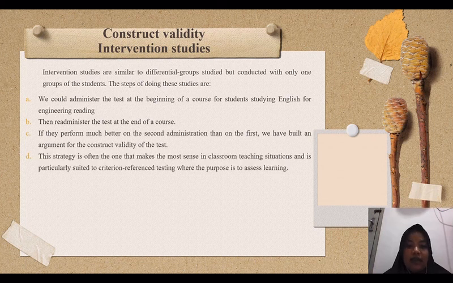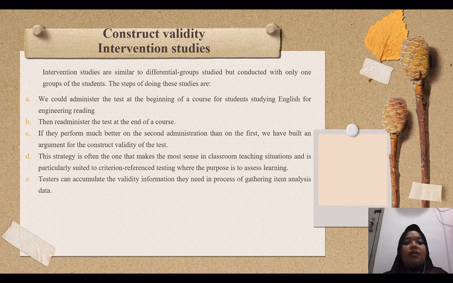The second study in construct validity is intervention studies. Intervention studies are similar to differential group studies, but conducted with only one group of students. The steps of doing the study are: first, we administer the test at the beginning of a course for students studying English for engineering reading, then administer the test at the end of the course. Third, if they perform much better on the second administration than on the first, we have created an argument for the construct validity of the test.